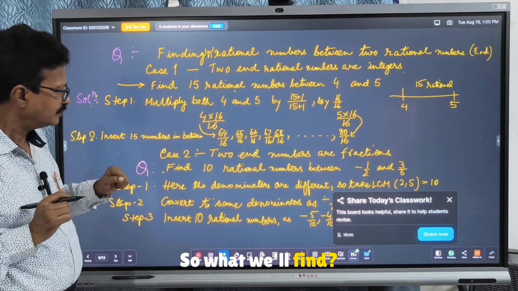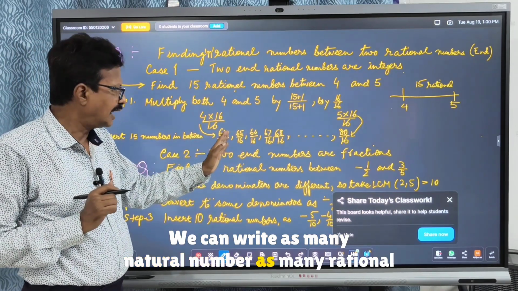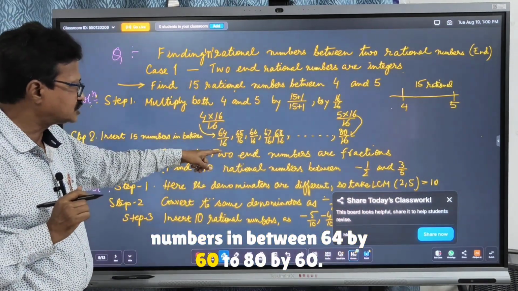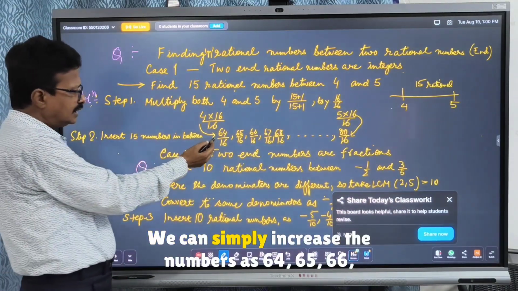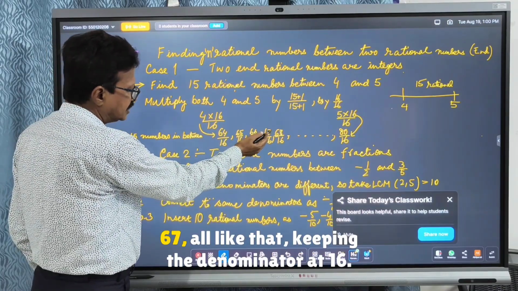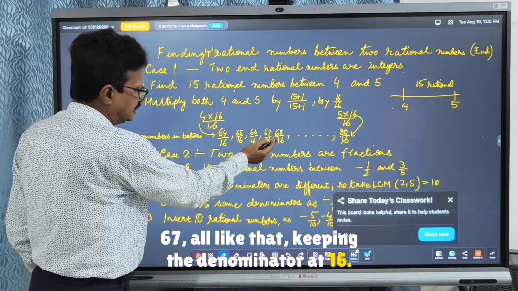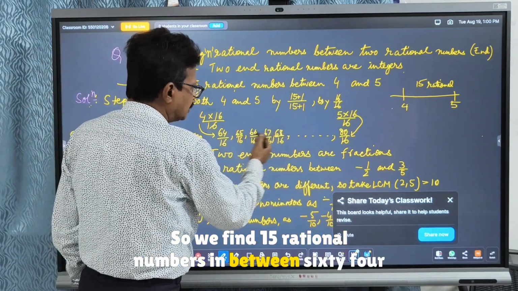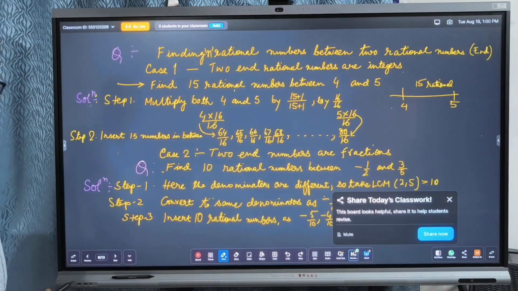So what will we find? We can write as many rational numbers in between 64 by 16 and 80 by 16. We can simply increase the numbers as 64, 65, 66, 67 or like that, keeping the denominator 16. So we find 15 rational numbers in between 64 and 80. We can get it very easily.